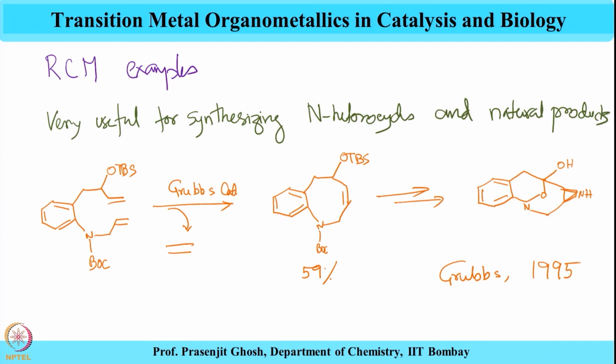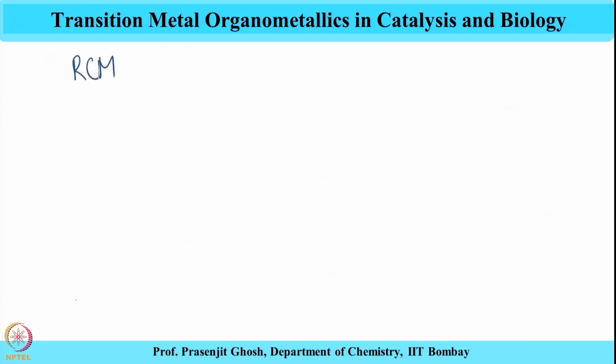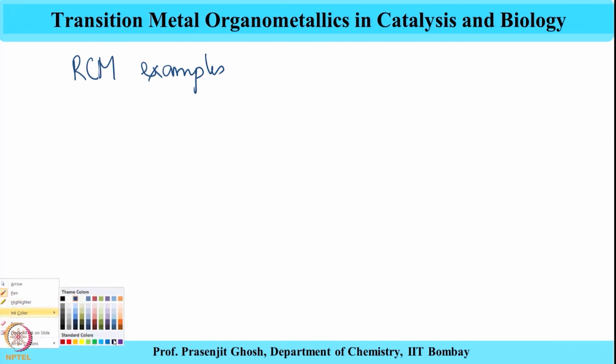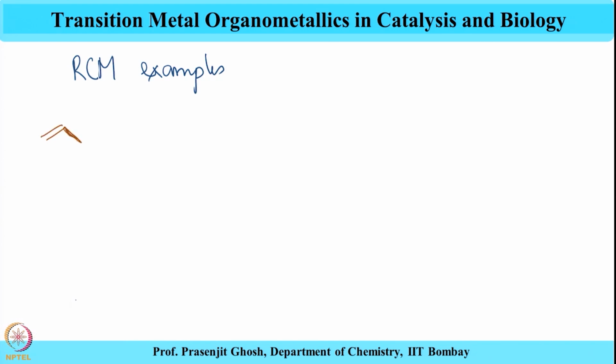The other examples of ring closing metathesis involve C2 symmetric ketals as in the one shown here. Examples involving vinyl C2 symmetric ketal, this is the C2 symmetry of the vinyl group.